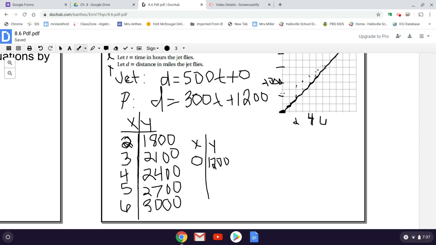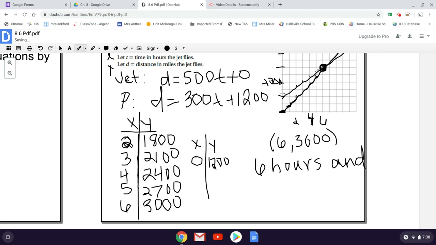Okay, so if I continue this problem and I draw my line right here, and it's not a perfect world, but in a perfect world, I think this is going to intersect at 6, 3000, right there at 6, 3000. If I were to have drawn this on paper, it would have looked a lot nicer, but it would be 6, 3000. So that tells me that it's going to take 6 hours and 3,000 miles to catch up.